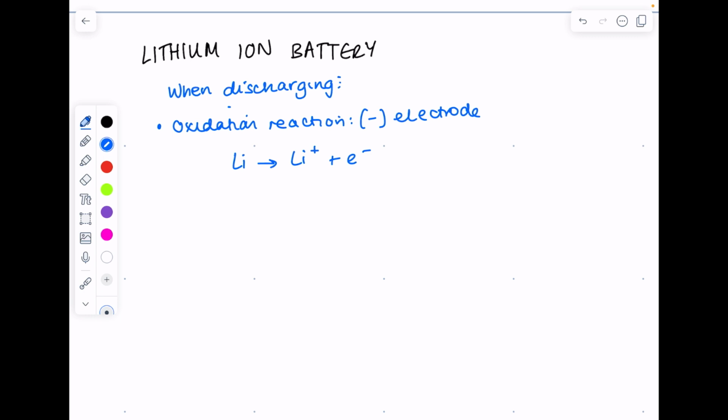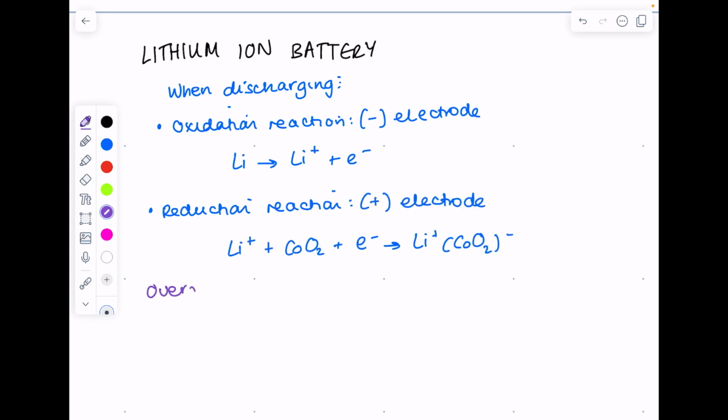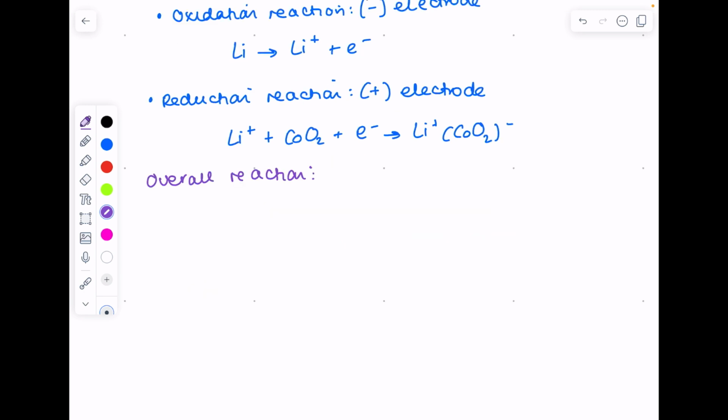there's the loss of electrons. What about the reduction reaction, which occurs at the positive electrode? The overall reaction, thankfully the electrons are already balanced.